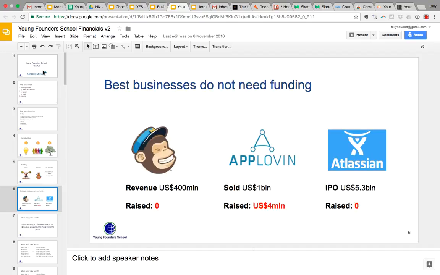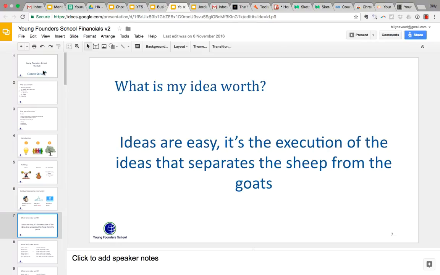And the best businesses do not need funding. This is something we keep drilling into them: businesses that basically raise no money are the best businesses in the world. It's very easy to just try and raise money and build a business.